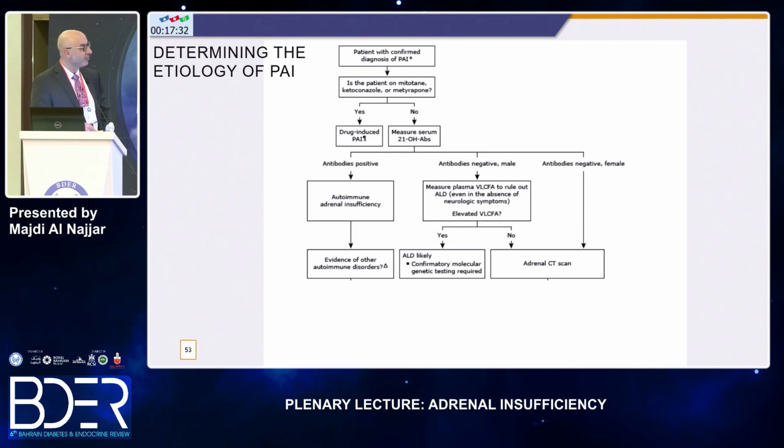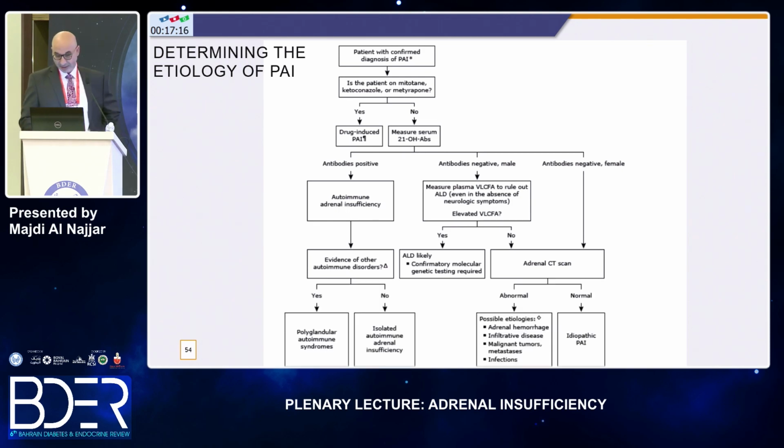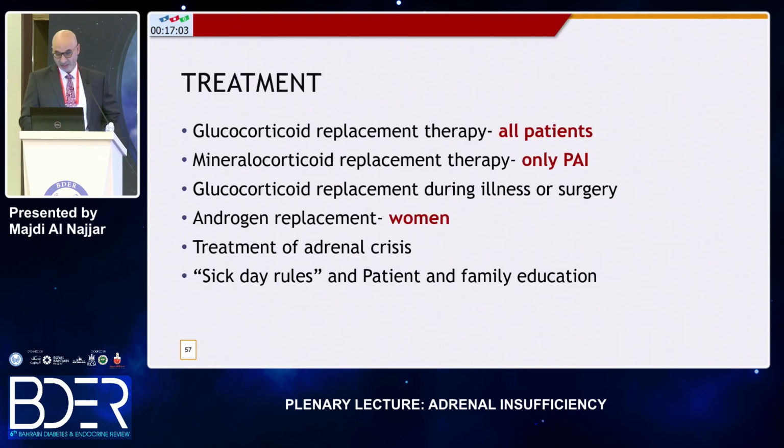If it is negative and male, then we order a very long chain free fatty acid looking for ALD. And if it is normal or negative, then we go for adrenal CT scan. In females with negative antibody, we go for CT scan. And then according to that, we go from there. If the patient has multiple autoimmune disorders, then this is polyglandular autoimmune disease. If the patient's CT scan is normal, then we say idiopathic adrenal insufficiency.